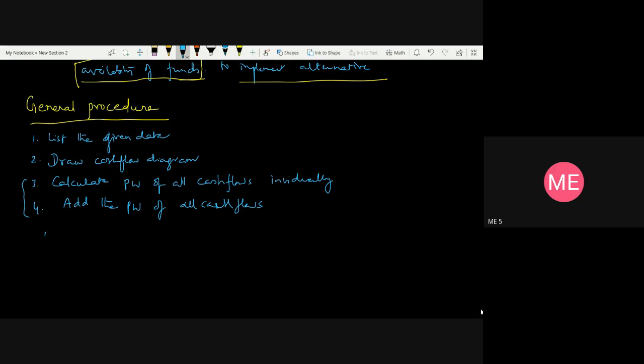Then the fifth one. You can use the net present worth value also. Net present worth is used if I have a single alternative. If you have two alternatives, then we can use the comparison of present worth. So if you have a single alternative, then we can go for net present worth.